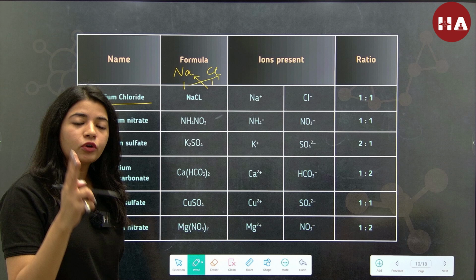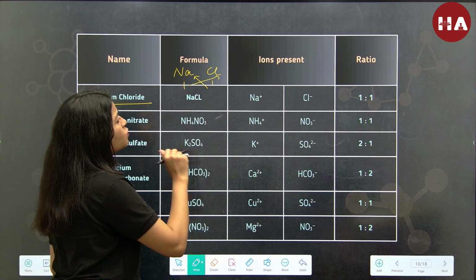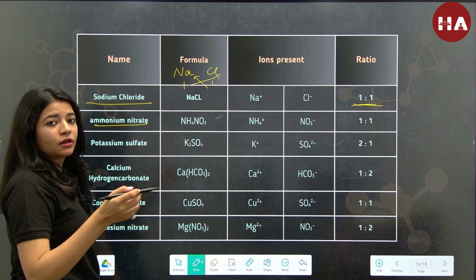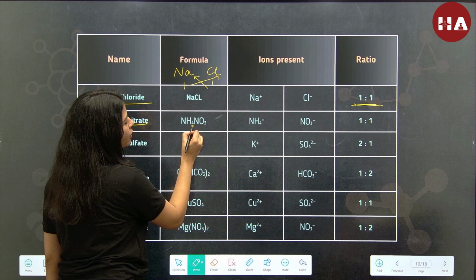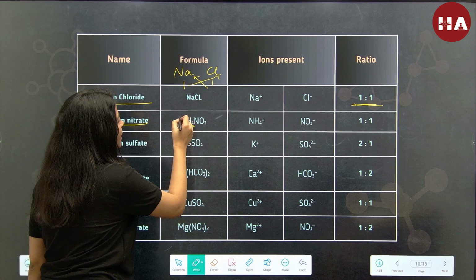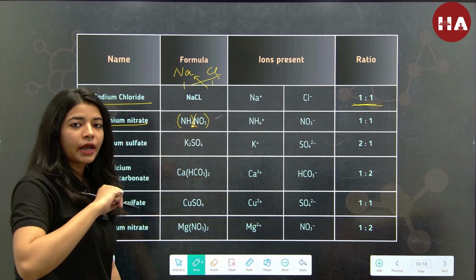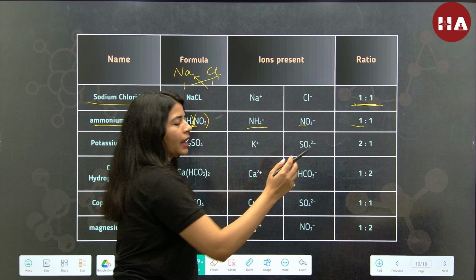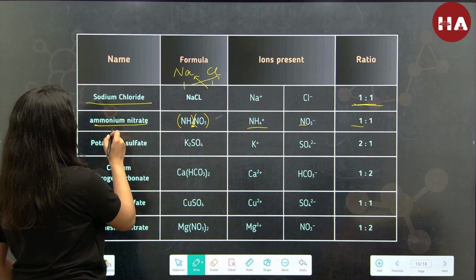Here you can see two types of ions are present, Na+ and Cl-, and both of them are present in 1:1 ratio. Okay, next is your ammonium nitrate. Now ammonium is NH4. So do not think that this 4 means that ammonium or ammonia are 4 in number. No, this is the complete formula of NH4 and this is the complete formula of NO3. Right, so they are present in 1:1 ratio.